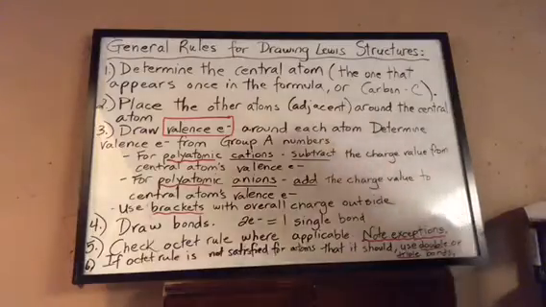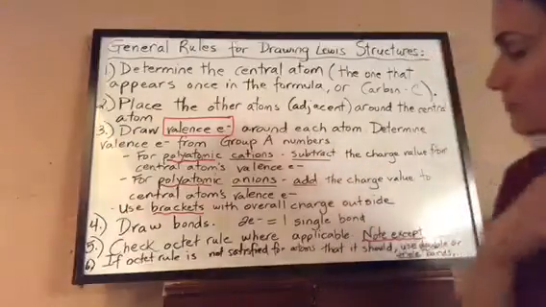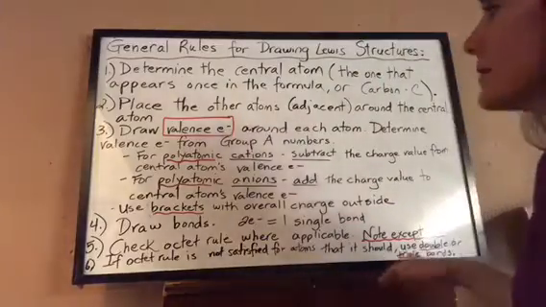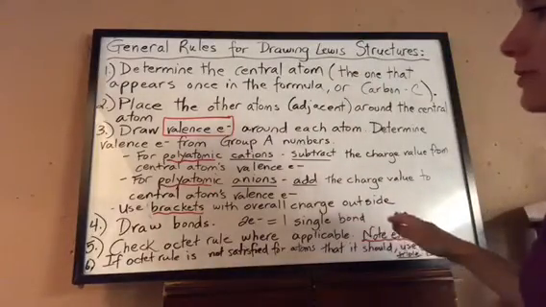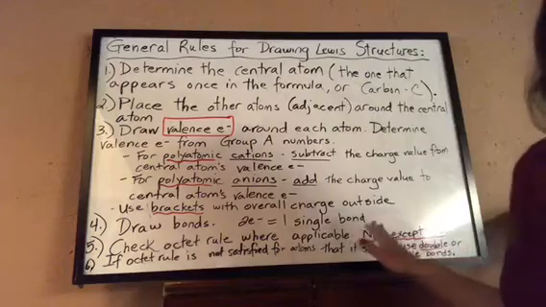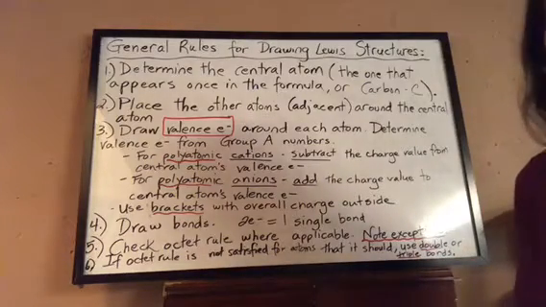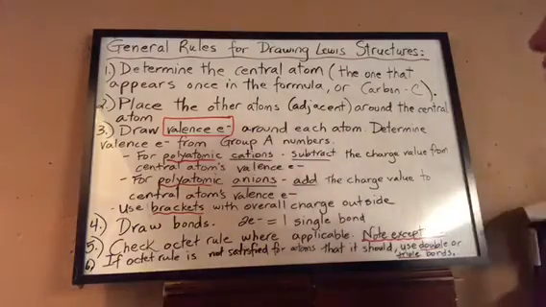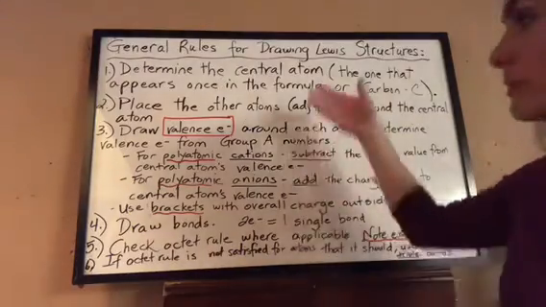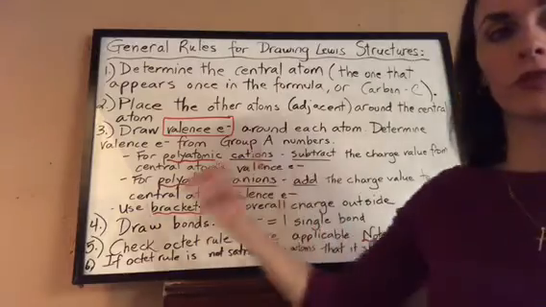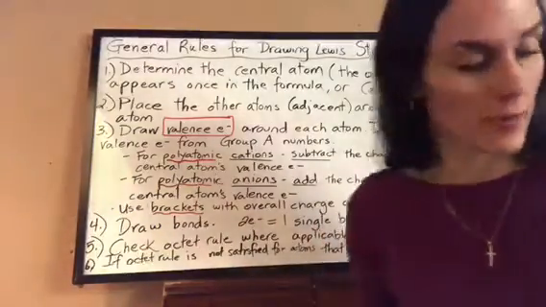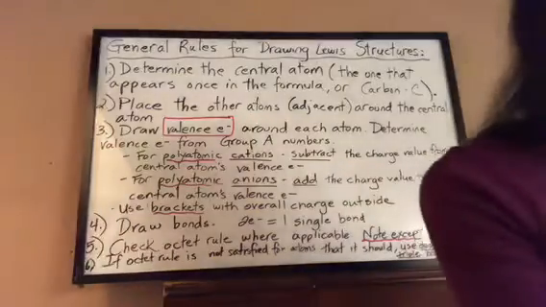Okay, we're going to do several examples now of utilizing these rules. And then we are going to talk about some other exceptions to the octet rule at the conclusion of the video. So let's do examples. We're going to refer back to these rules. You can use the rewind button if you need to, but I'm going to go through several examples of drawing Lewis structures.